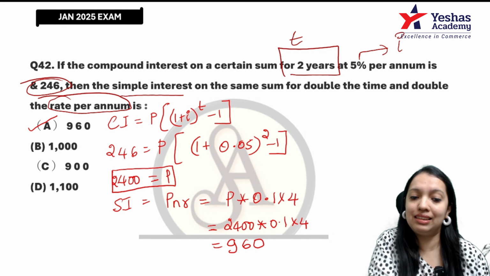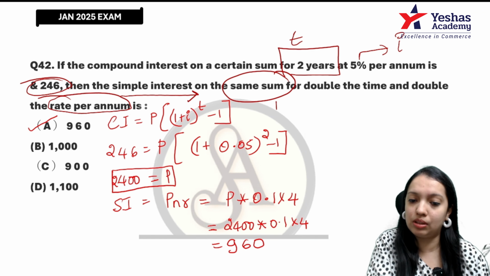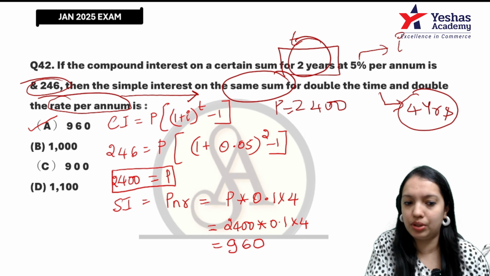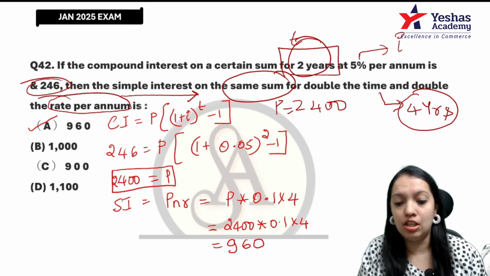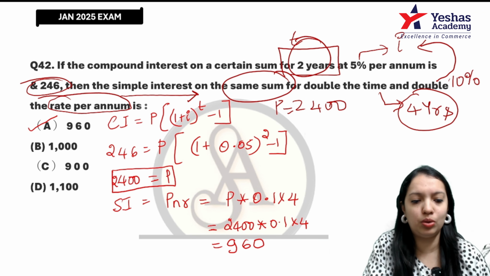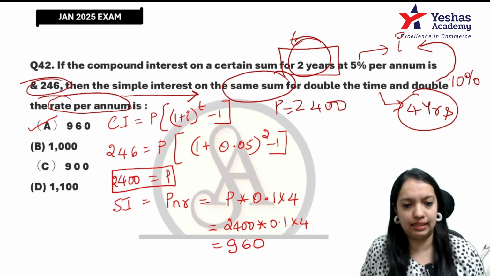Using this, you apply the simple interest formula for the same sum P, which is 2400, for double the time, that means 4 years. Compared to this, it is double time, 4 years, and double rate of interest. So the rate of interest, which was earlier 5%, is now becoming 10%, which is 0.1. You get a simple interest value of 960.